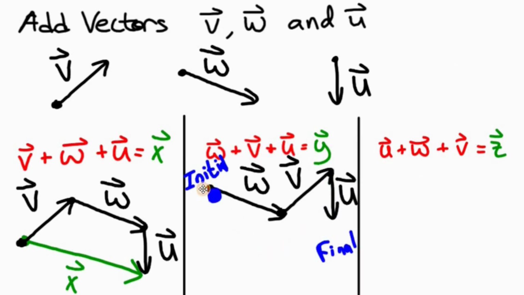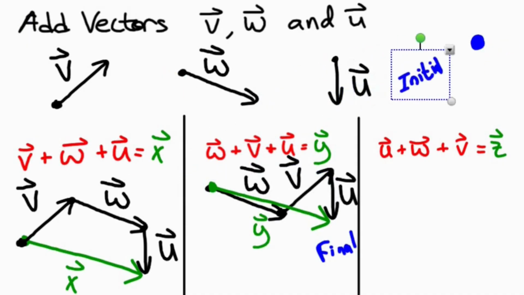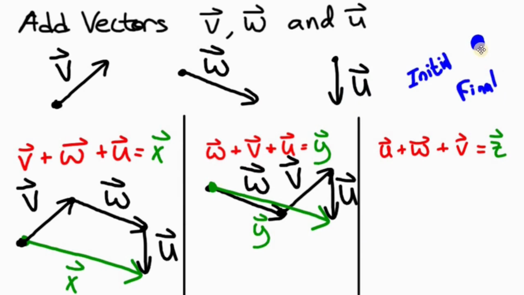So we'll recap. We went from here to here to here to here. And that is just our final position right there. So the result should be the same. And let's see that it is. Okay, that's pretty good. And this is our resultant vector y. Okay, and let's do the very last one now.